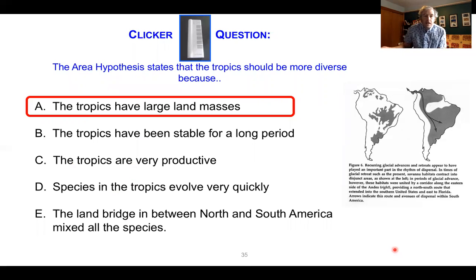And the answer is A: the area hypothesis states the tropics should be more diverse because they have large land masses. Although the tropics are more diverse, that is associated with B and C and even D, that's not the area hypothesis. You have to remember which hypothesis is which.